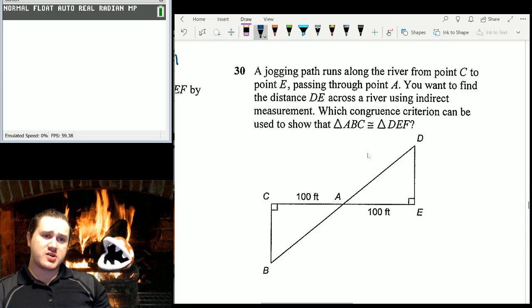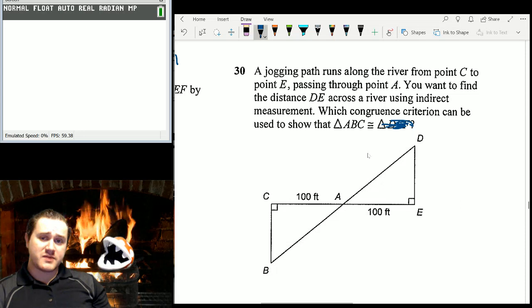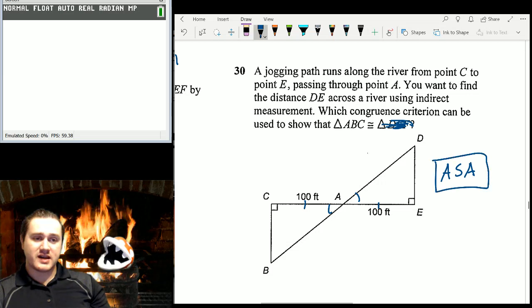On number 30, we've got a jogging path running along figures here. It's basically saying, how do I want to say that these two triangles are congruent? Okay. Now, there is a typo in this, it shouldn't be DEF, it should be DEA, but that's not the matter here. What we're really looking at is the picture here. We should have the angles in the middle congruent because they're vertical angles. The 100 is the same as 100. Therefore, we've got an angle, which is a 90-degree angle at C and E, congruent to the side, which is like the 100s, and then the angles at A. So we've got an angle next to a side next to an angle, so it should be angle, side, angle.